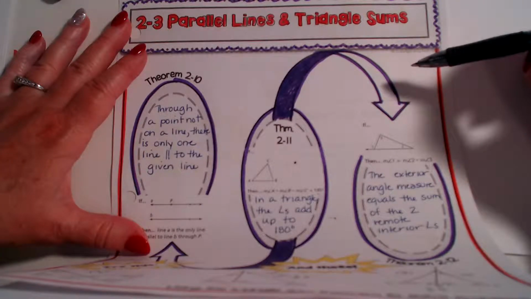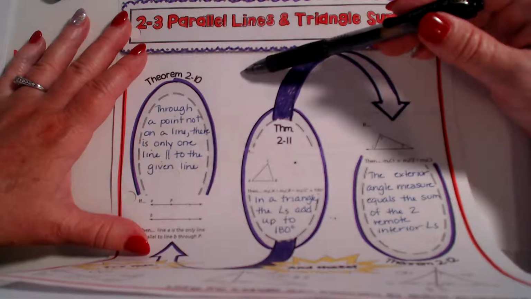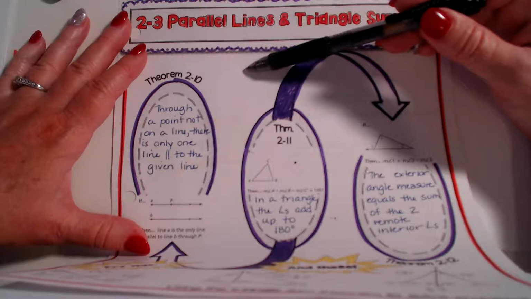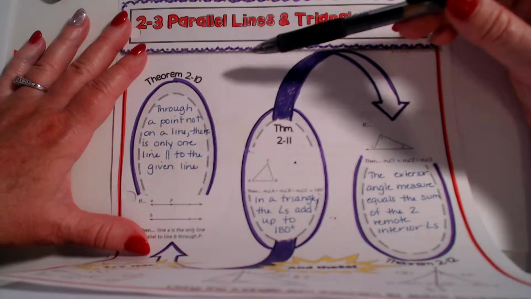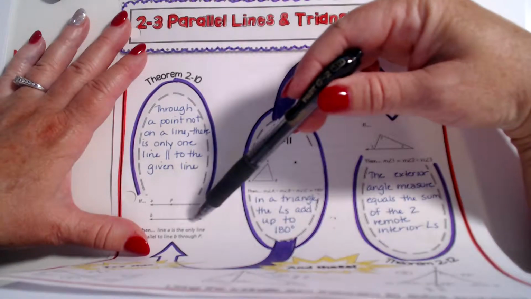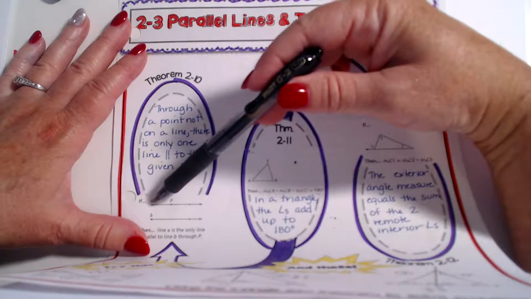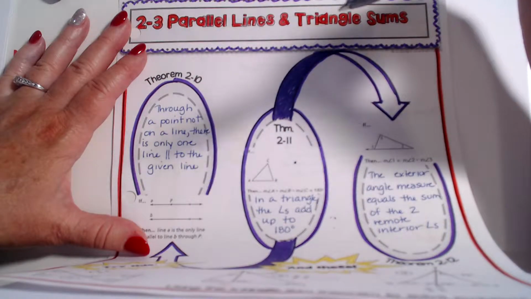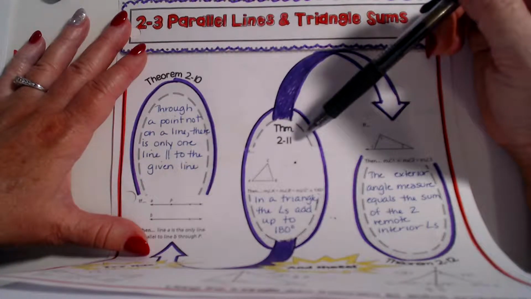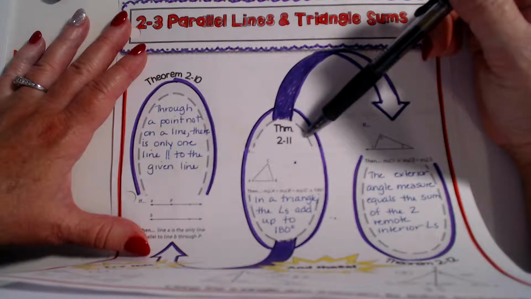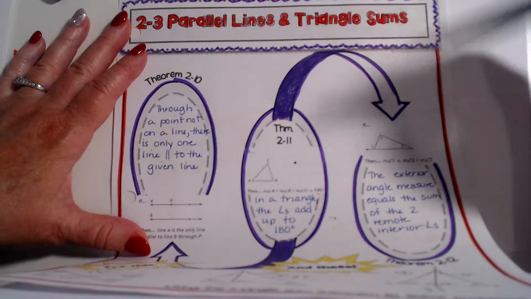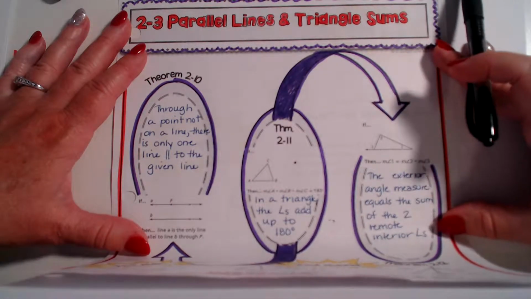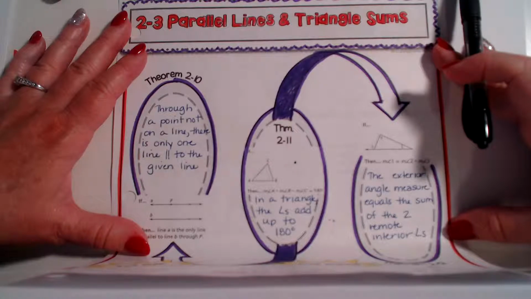In section 2.3, parallel lines and triangle sums, there are three theorems. Theorem 210 says through any point not on a line, there is only one line parallel to the given line. So if we start with line B and point P, line A is the only one that goes through point P and is parallel to line B. Theorem 211 says that all the angles in a triangle add up to 180 degrees. And Theorem 212 says that the exterior angle measure equals the sum of the two remote interior angles.